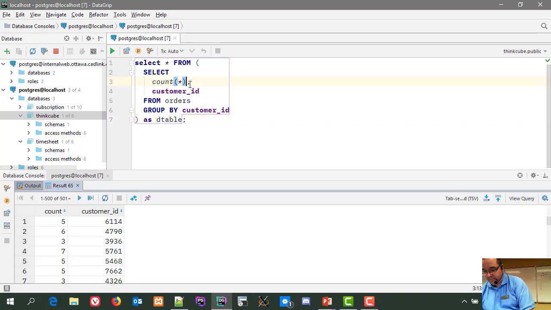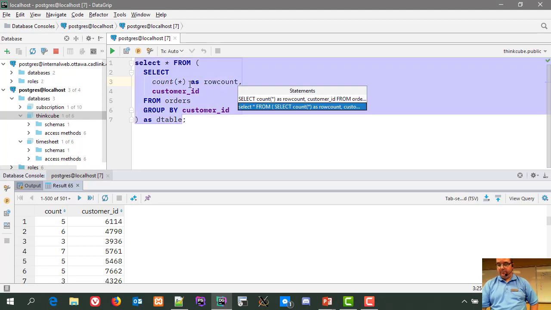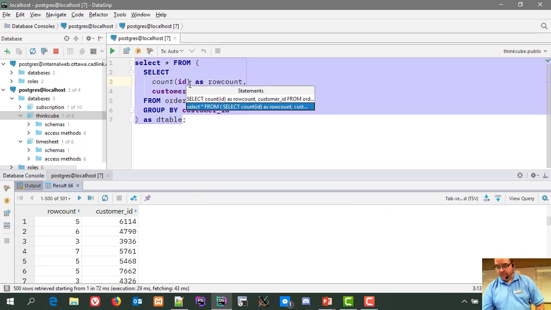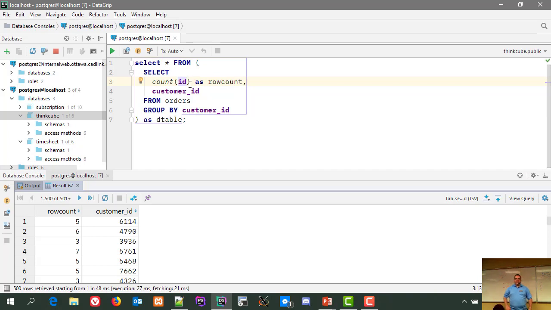Because count's a function. Count means count everything. I could just tell it to count the IDs. I'm lazy. An asterisk is one less character than ID. Yeah, you get rid of the asterisk and you just go. And it does the exact same result. In this case, if you were doing a distinct count, it would be different. So far it looks exactly the same.